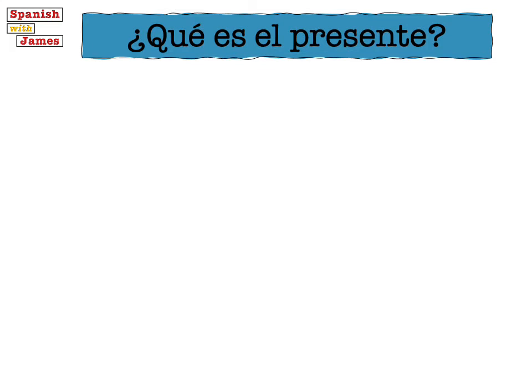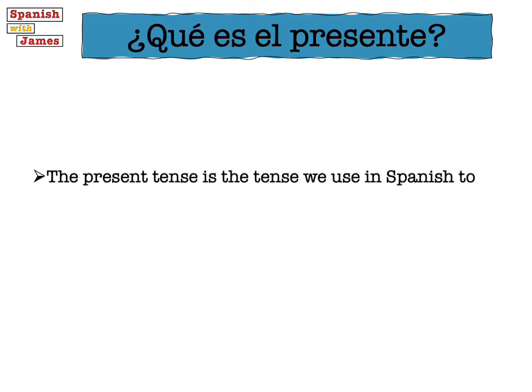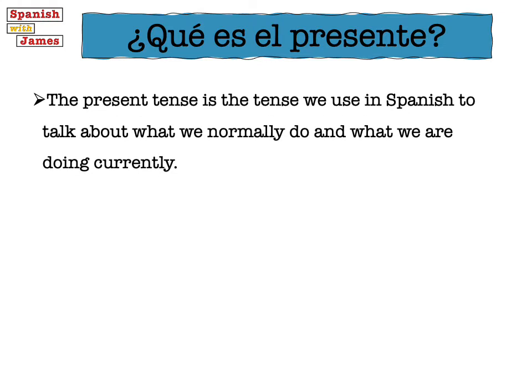Primero vamos a mirar ¿qué es el presente? So first of all, we're going to look at this question. ¿Qué es el presente? What is the present tense? The present tense is the tense that we use in Spanish to talk about what we normally do and what we're currently doing or what we do currently.